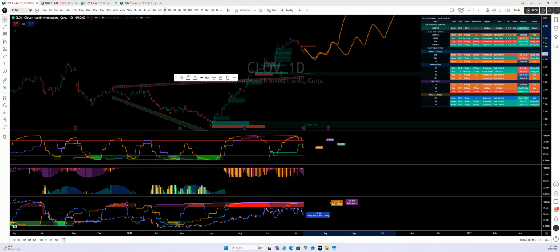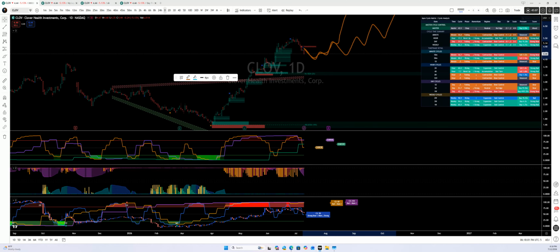If CLOV holds above $4.425, the larger bull structure remains intact. If it flushes into $3.40 to $3.65 and buyers absorb it, the thesis is wounded but still alive. If it loses $3.20 to $3.40, the end of year bull case drops sharply.